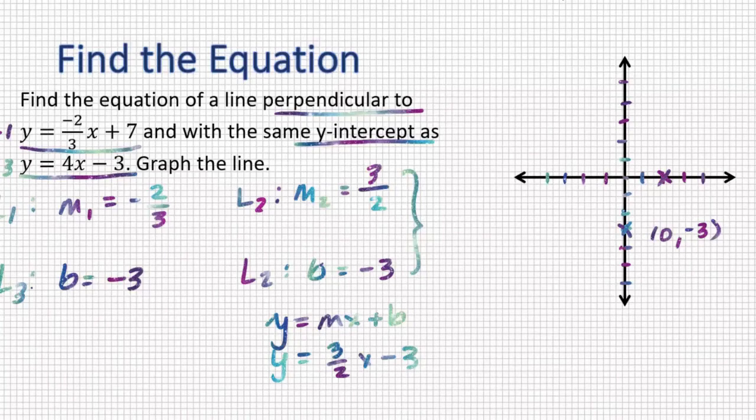Alternately, I could have chosen to go 1, 2, 3 steps down first, but then I would have had to go 2 steps to the left to ensure that positive slope. Connect the dots here with a straight line, and we're done.